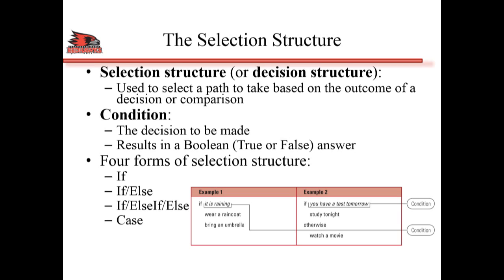The first example says that if it is raining, then do two things: wear a raincoat and bring an umbrella. If it's not, then you don't have to worry about that. That's an if statement. On the other hand, the if else statement in example 2 says that if you have a test tomorrow, that's the condition, then study tonight, otherwise you just watch a movie. So you made that decision: if you have a test, study, or else watch a movie. That's an example of the if else selection structure.